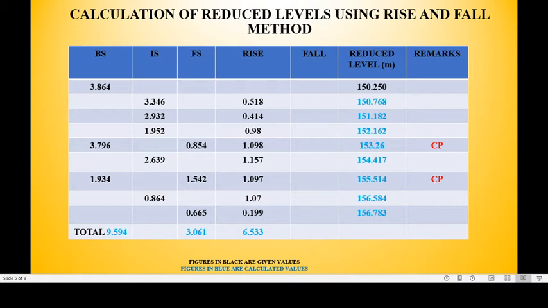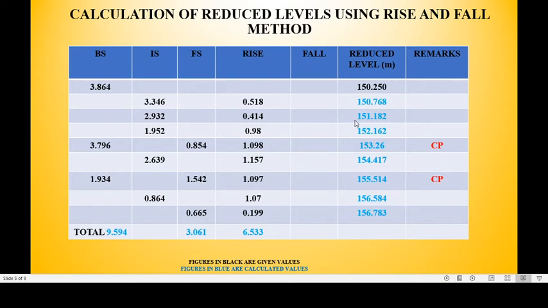So we have already got the reduced level at the benchmark. So we just need to add the rise with the reduced level so that we can get the reduced level of the other stations. Now if the rise, that is 0.518, is added to the reduced level of the first station, 150.250, we get 150.768, which is the reduced level of the second station.